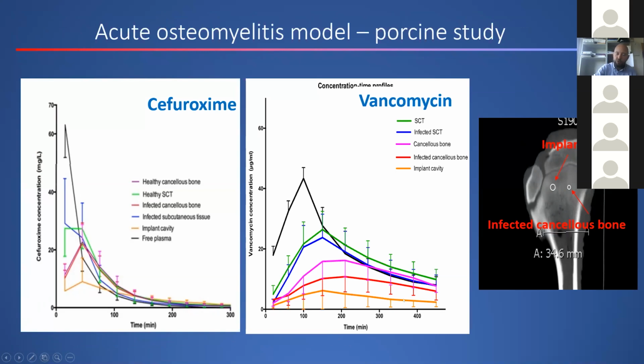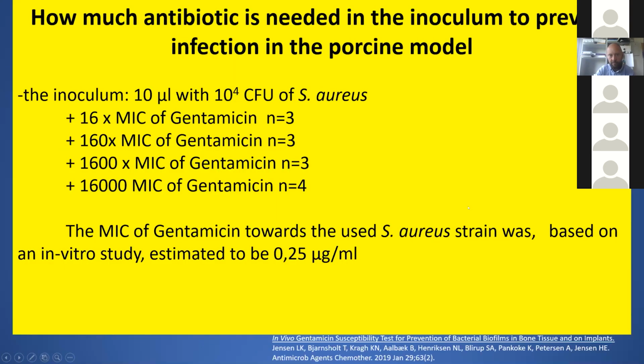As you can see from these two graphs, the serum concentrations were quite normal. It could reach quite high serum concentrations treating the animals with these two antibiotics intravenously. But close to the implant, hardly any antibiotics could get in. So not only are the bacteria tolerant, but the microenvironment of the infection also causes very, very little antibiotics to penetrate into it.